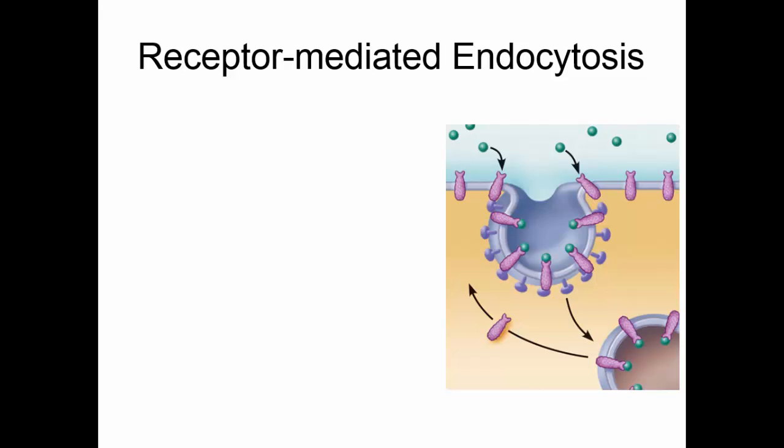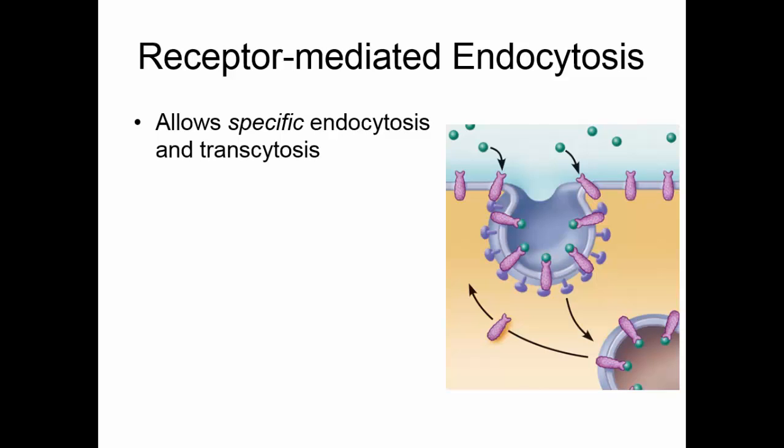A third type of endocytosis is receptor-mediated endocytosis. This allows for a specific molecule to be taken into the cell. We will have receptors on the surface of the cell.